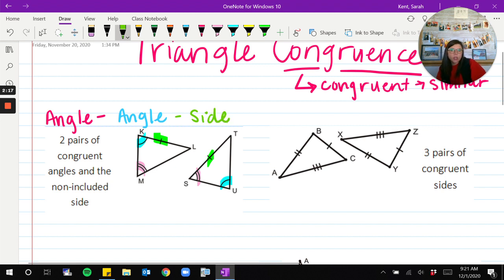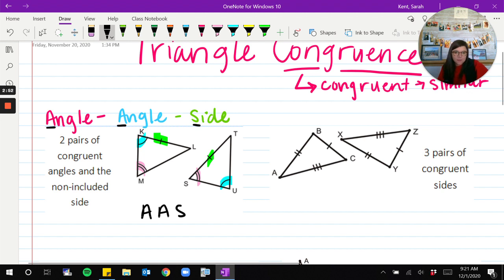Non-included means the side is not between the angles. Here we have an angle, and then the side is on the side. Here we have an angle, and then the side. You go in order of what you see. So we can write angle, angle, side. Another way you will see this written is just the first letters: A, A, S. Angle, angle, side.